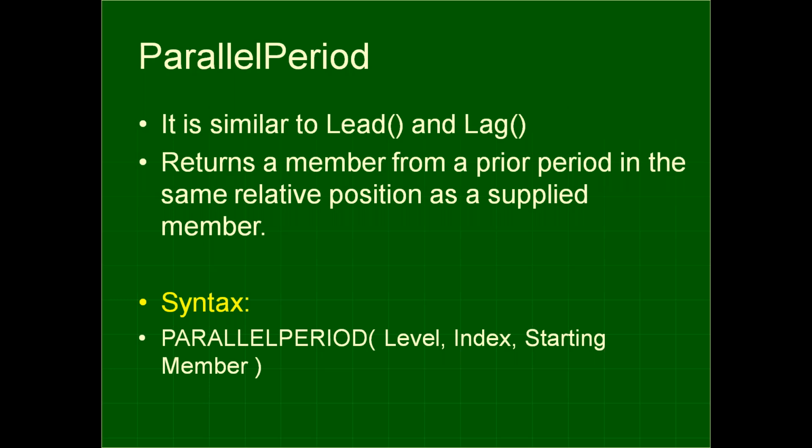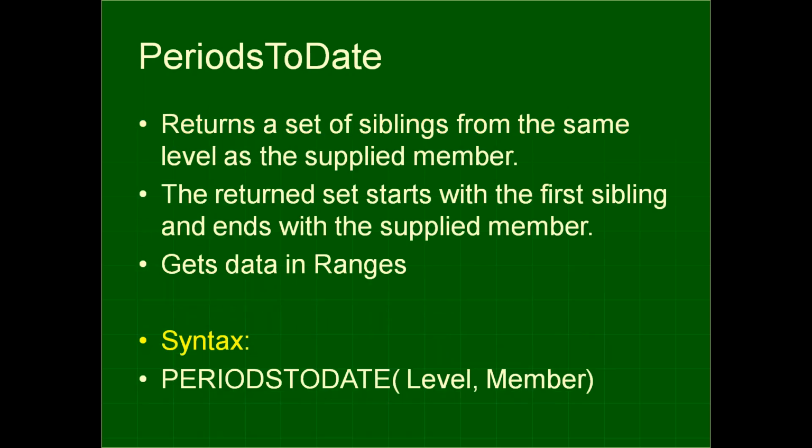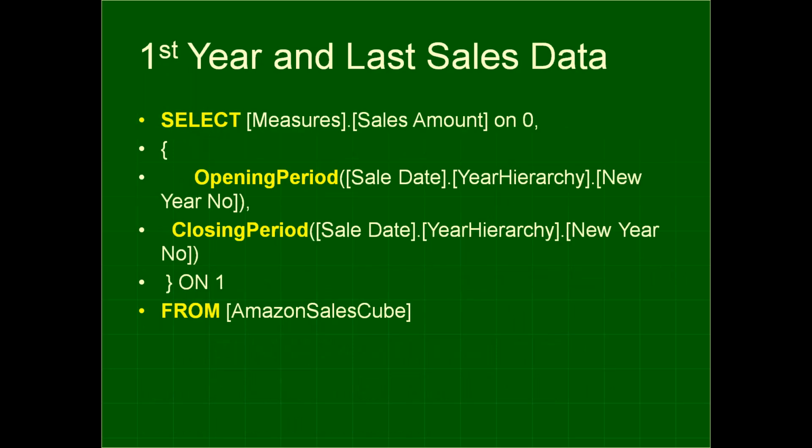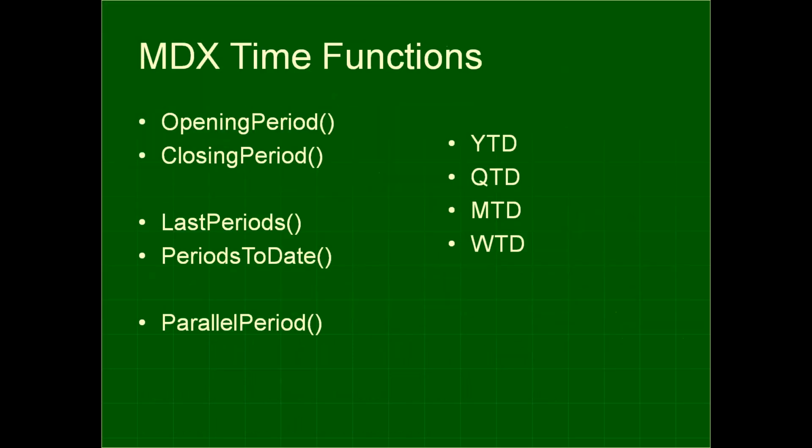So now one more important thing is that a parallel period. Okay. Many times people would ask you this question. So periods to date and everything people can easily tell. Last period, opening period is pretty much easy. The next one is parallel period. So this is pretty much important. So what do you mean by parallel period?